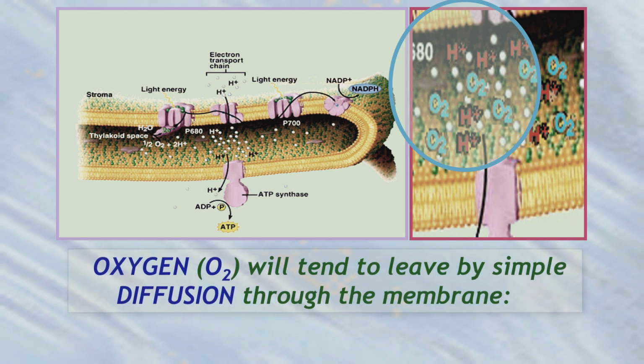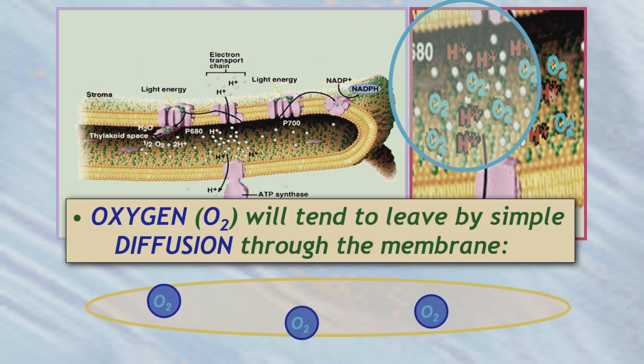It'll just leak out randomly because it's small enough to slip through cracks in the membrane. But it's a random process when it leaves. You don't know when or where it's going to leave.